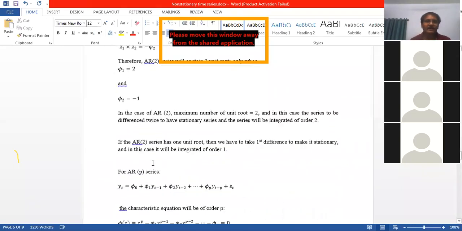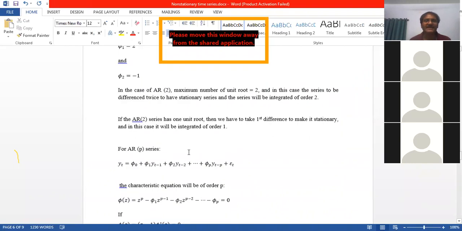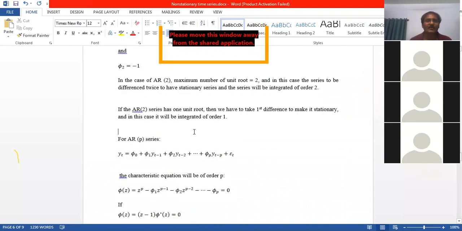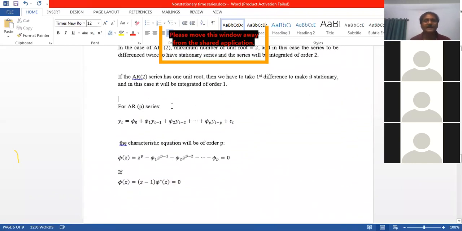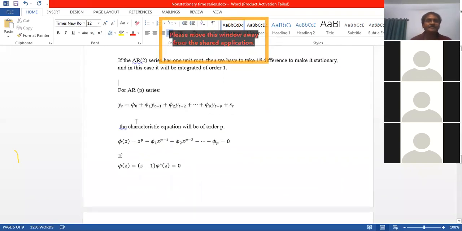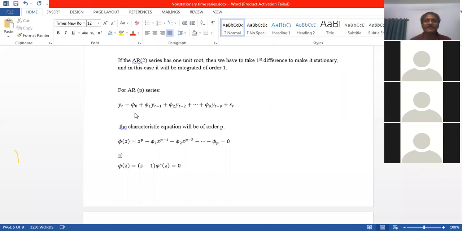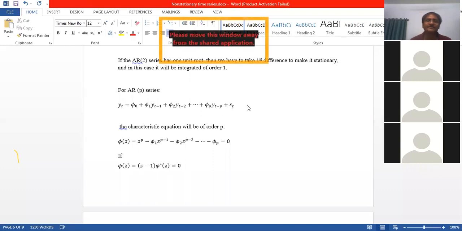Now, let us generalize further to the autoregressive process of order P. Write down this expression. ARP is expressed in this way: YT is equal to phi naught plus phi 1 YT minus 1 plus phi 2 YT minus 2 plus up to phi P YT minus P plus epsilon T. So this is the general expression for ARP.